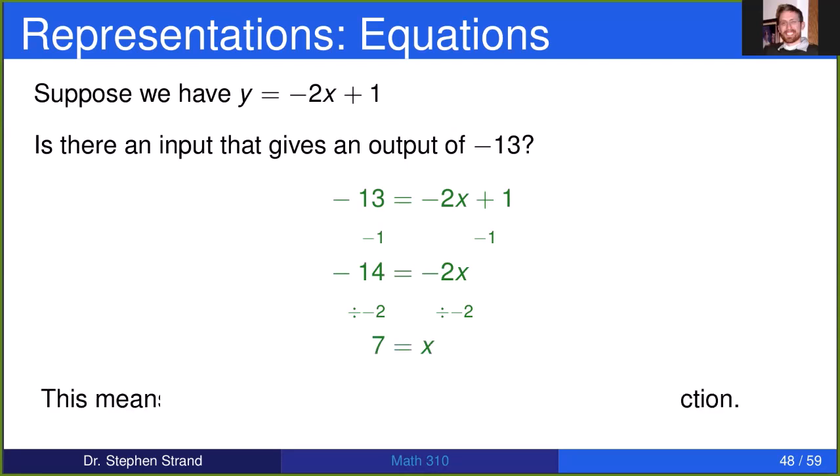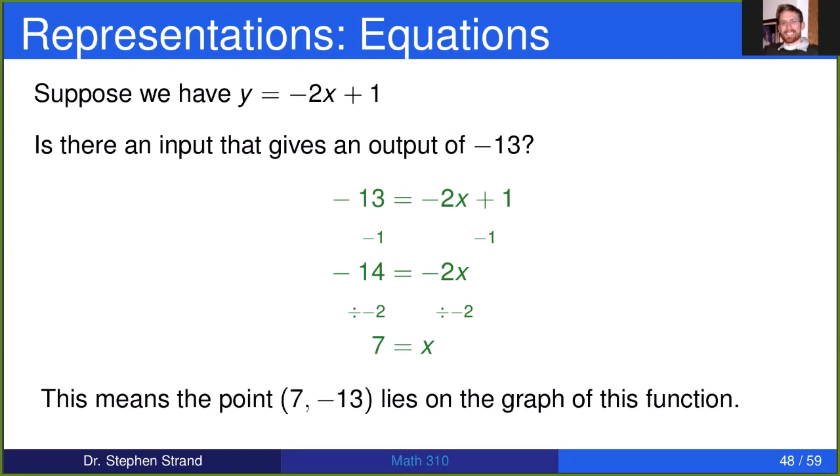And again, what does that mean? That means the input 7 corresponds to the output of negative 13. 7, negative 13 lies on the graph of this function. All right, so those are the ways that we can represent functions as words, tables, graphs, and equations, and all of them are useful in different situations. What we're going to look at in the next segment is specifically types of functions, beginning with linear functions.